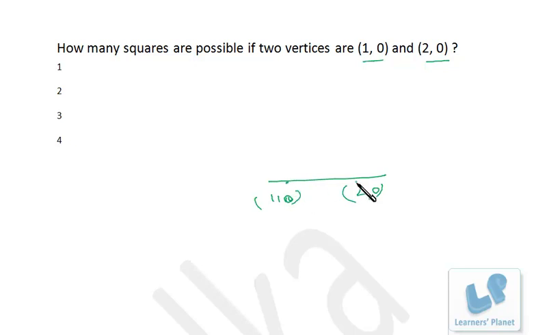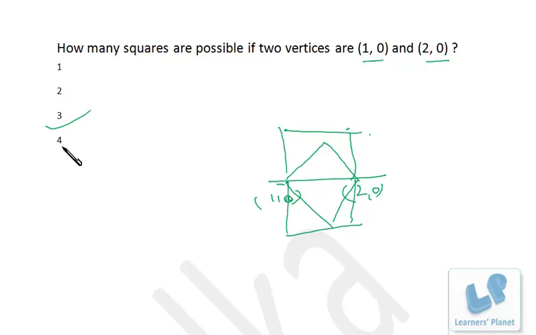See, in case of a square, maybe this is the bottom side, so this is one possibility. Suppose this is the upper side, then this is another possibility. Suppose this is a diagonal, then this is one more possibility. So in all, using these two vertices, there are 3 possibilities of making the squares. So 3, right? But for finding it out, you need not draw this diagram. I have just drawn it for your reference. You should be able to tell that these 2 points are on the x-axis, so this can be the bottom line, the top line, or the diagonal of the square.